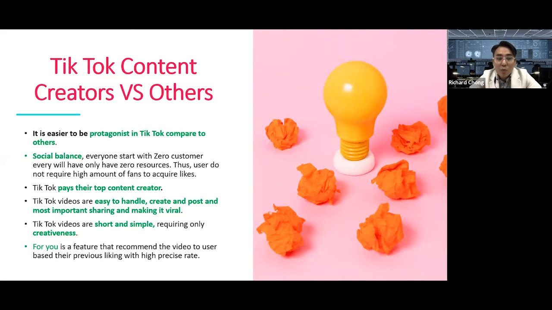So "For You" is a feature that recommends videos to users based on previous likes, with a high appreciation rate. Remember, when we watch videos, there's something that says "Following", and the next one is "For You". So TikTok has this function called For You, and most of the videos we watch are recommended through it. This is the key feature that is very different. I'm sick of watching what I follow. I just want to see whatever is recommended to me, so I can just switch the line to For You.